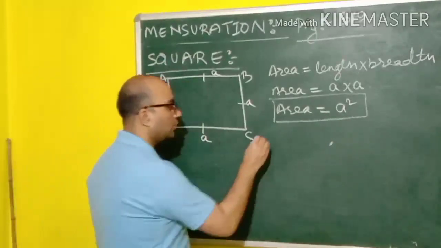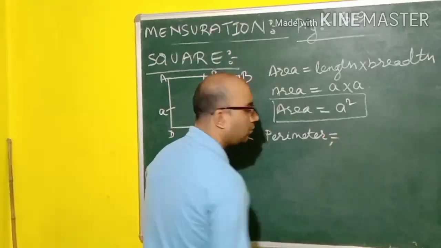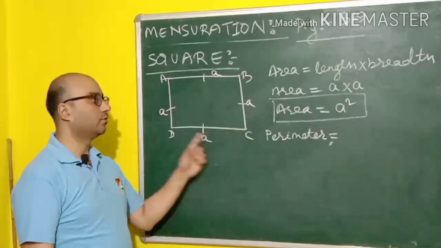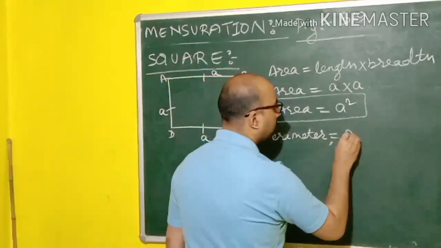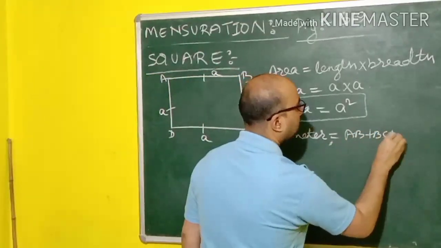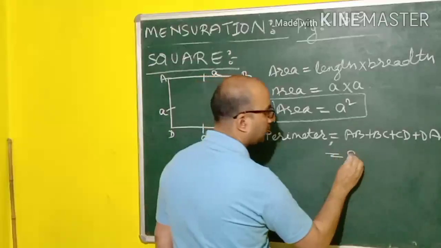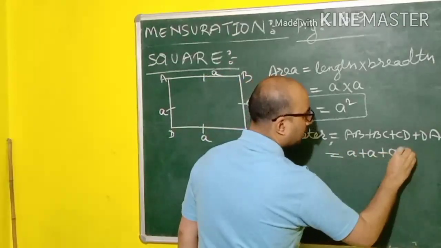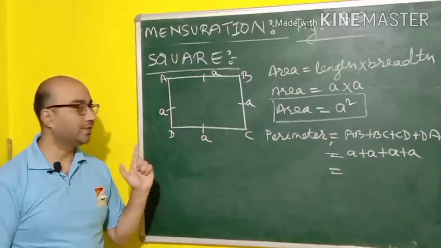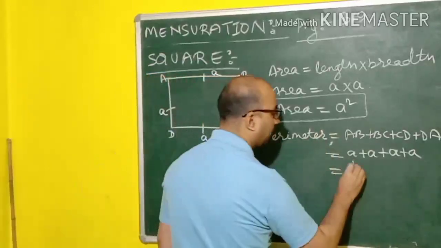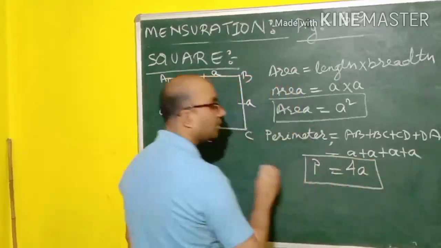Now next we go to the perimeter. As we know, what is the meaning of perimeter? If we add up all the four sides of this plane figure, that will give us the perimeter. That means perimeter is equal to AB plus BC plus CD plus DA. So this is equal to AB is small a, BC is also small a, plus small a, plus small a. Why all small a? Because all the sides of a square are equal to each other. So a plus a plus a plus a. If we add them up, what do you get? You get 4a. So the perimeter of a square is given by 4a.